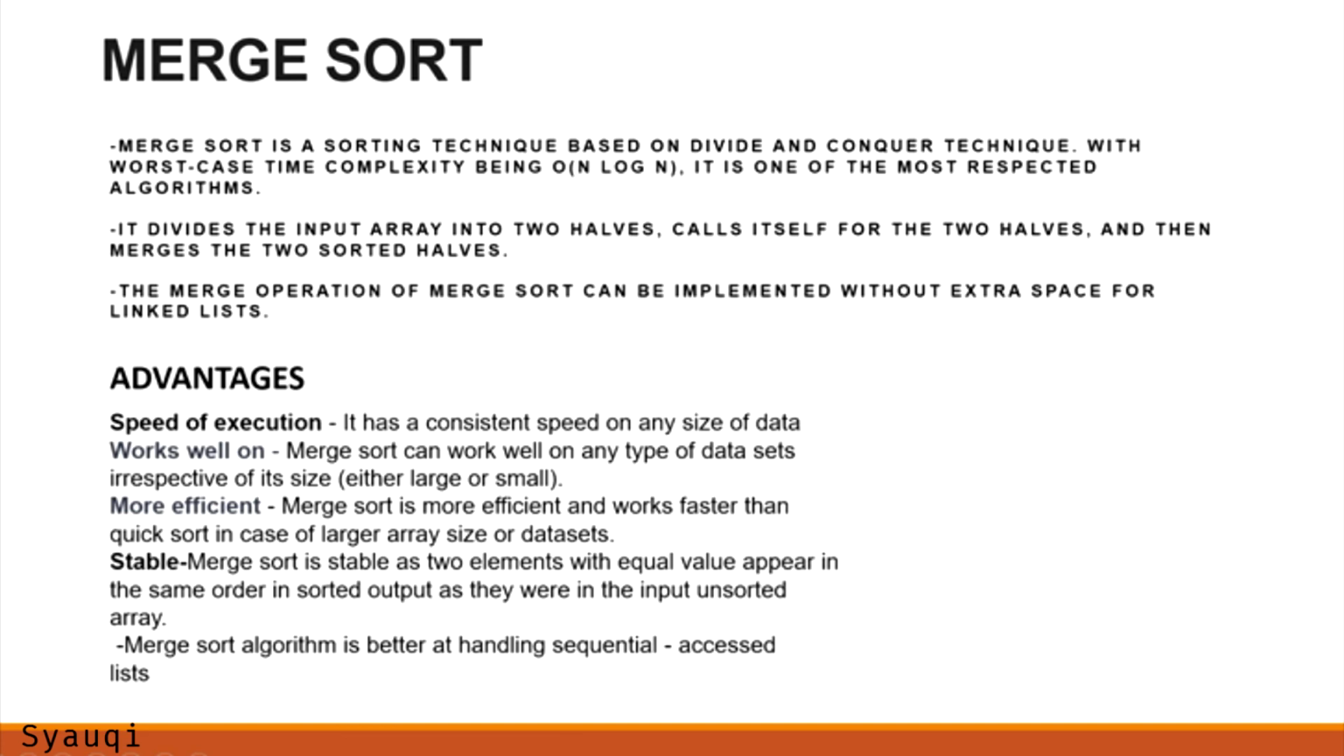The next advantage is stability. Merge sort is stable, as two elements with equal value appear in the same order in the sorted output as they were in the input unsorted array. And the last advantage is that merge sort is better at handling sequential access lists. And that's all why we have chosen merge sort as the algorithm that is better than the quicksort algorithm. That's all. Thank you from me.